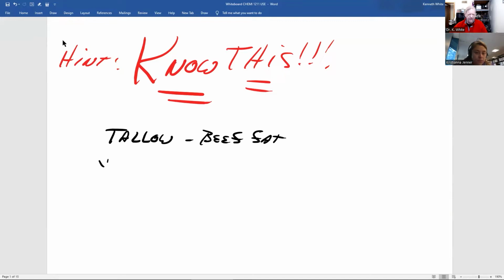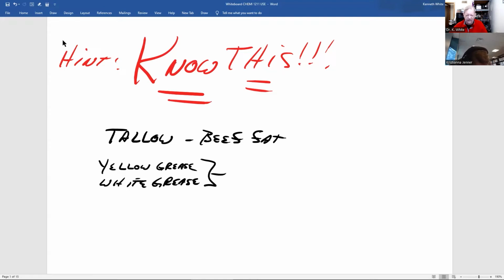You should know yellow grease and white grease are two different grades of pig's fat. The others on that list you don't have to know. But if on a test I ask you what's tallow, you should know it's beef fat. Or if I ask what's yellow grease or white grease, you should know that's pig's fat.